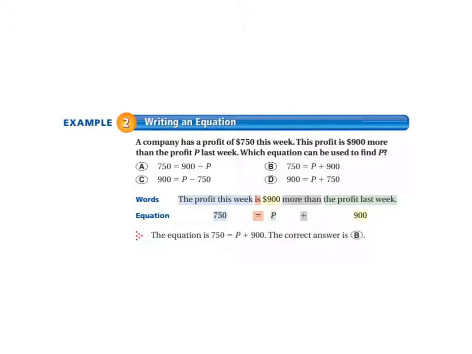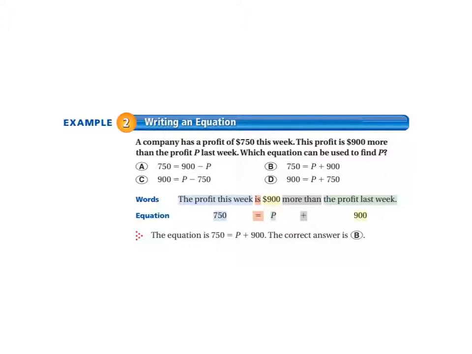Let's skip our choices for a moment and look down at the words that are color-coded. It says the profit this week is $900 more than the profit last week. So it took out some of the extra words and just gave us the important words.